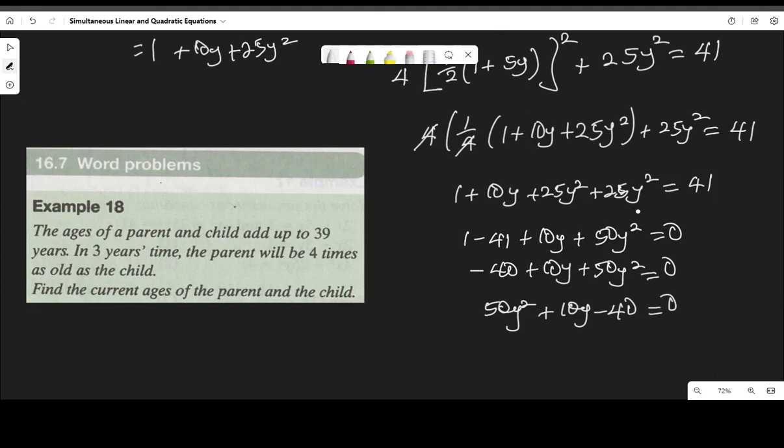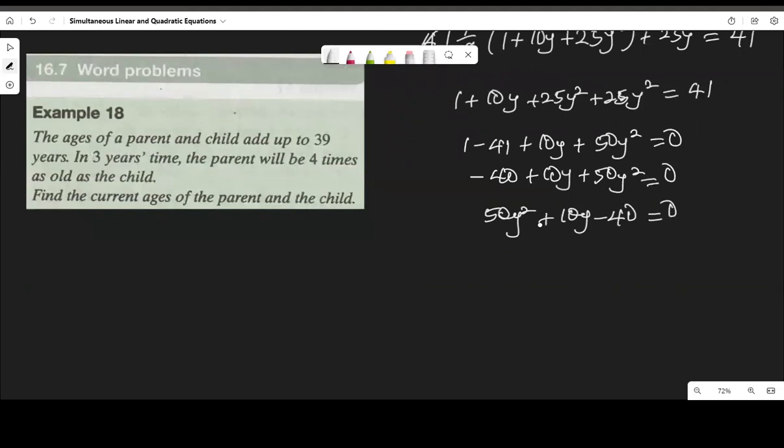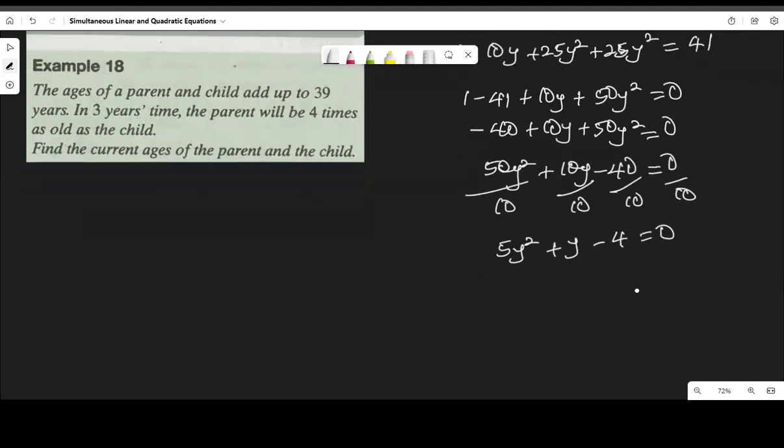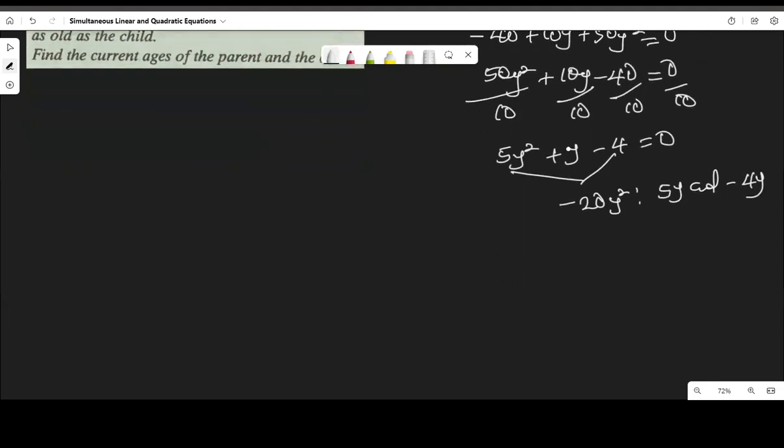With this, we can now solve the quadratic equation to get the value of y. Since 10 can divide through here, let's divide through by 10. So now I have 5y squared plus y minus 4 equals 0. This multiplied by this gives minus 20y squared. Now look for two factors of minus 20y squared that add up to the middle term. That should be 5y and negative 4y. So now that we know the factors, we'll replace the middle term with them. So I have 5y squared plus 5y minus 4y minus 4 equal to 0.